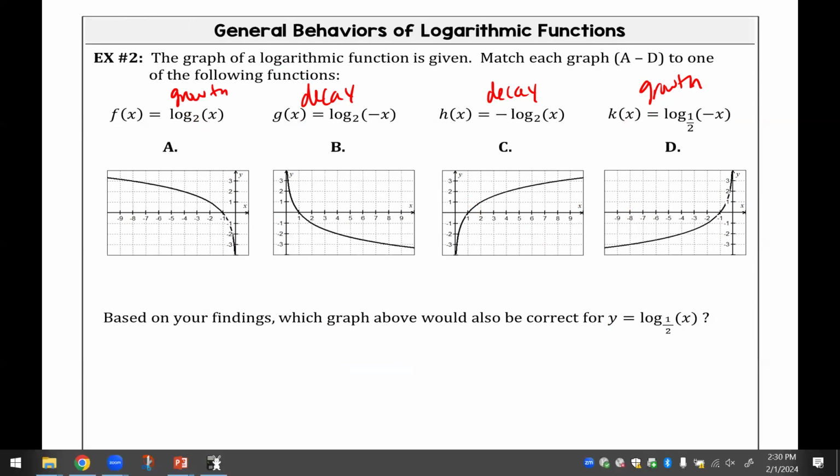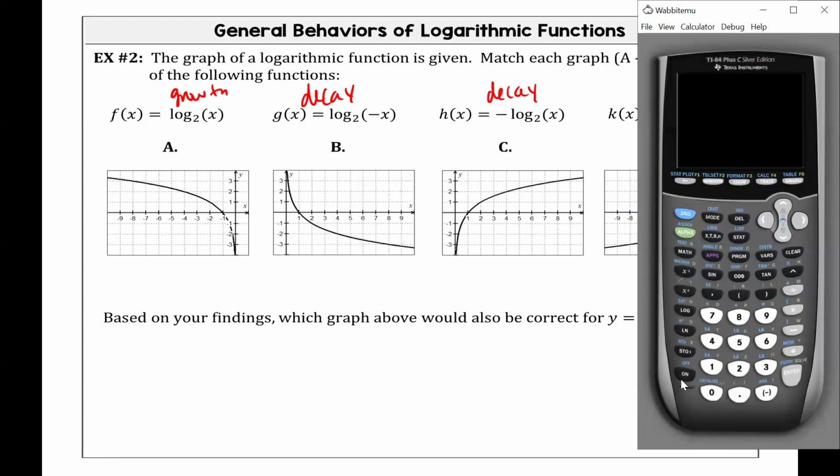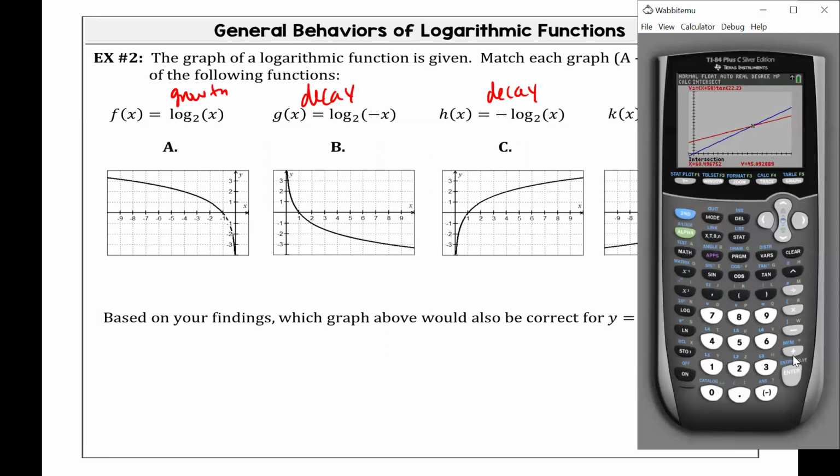let's look at it graphically. I'm going to go to y equals, and we'll do alpha window 5. So log base 2 of x looks like this. So here's your log base 2 of x. A growth, right? All right.